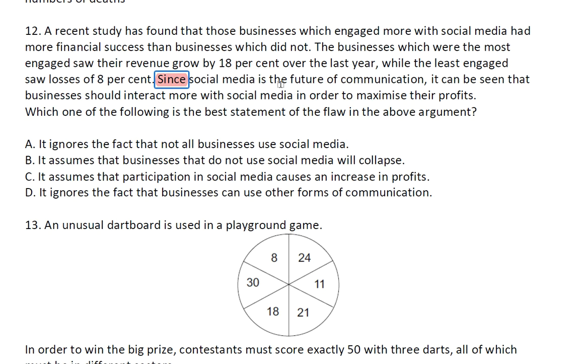This is not an assumption question, but yeah, why are they saying that? Right, it just sort of leaps there. It can be seen that businesses should interact more with social media in order to maximize their profits. Which one of the following is the best statement of the flaw? Right, so a flaw is incorrect logic. It ignores the fact that not all businesses use social media. No, not in this case. It's only comparing the ones that did and didn't.